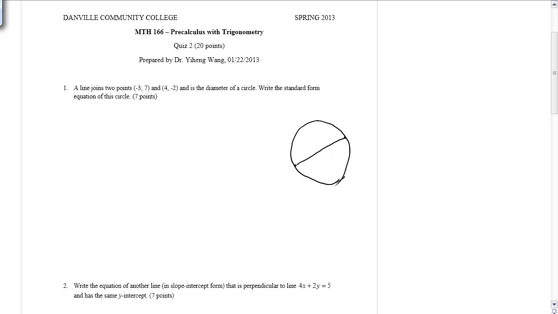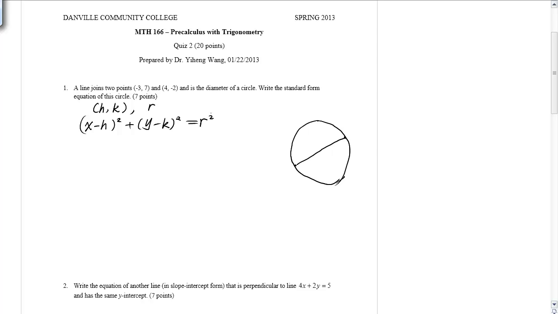Now, in order to write the standard form equation of a circle, we need to know first the center of the circle and also the radius of the circle. If the center of the circle is given by coordinates (h, k) and the radius of the circle is r, then the standard form is written this way: (x minus h) squared plus (y minus k) squared equals r squared.